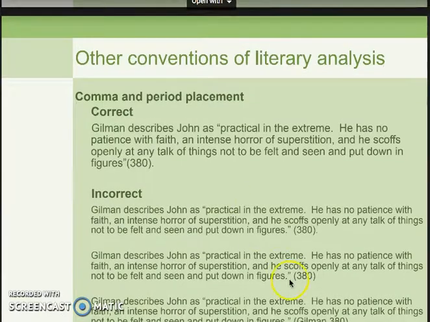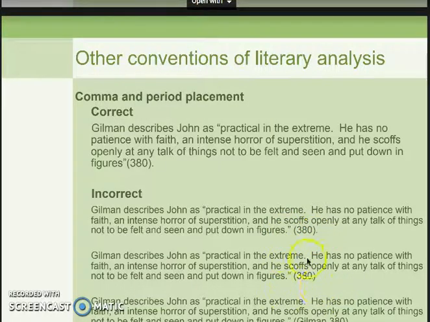And our period placement. Remember that the period always goes at the end of the sentence, so the period always follows your parenthetical citation. This should look crazy to you. That sentence has two periods, and we know a sentence doesn't get two periods. It only gets one, and that period goes at the end of the sentence, not at the end of the quote, but at the end of the sentence.